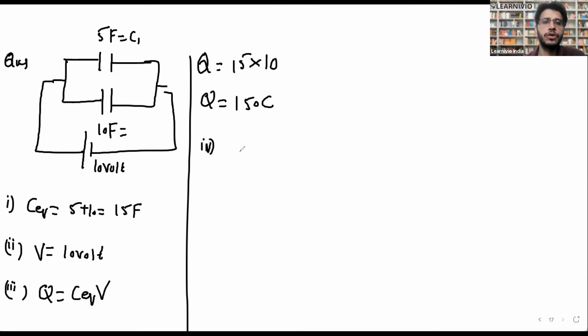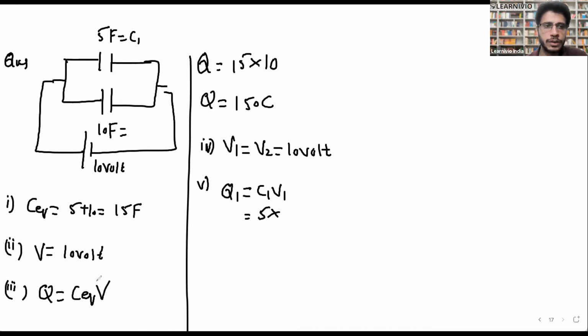Fourth part, we need voltage across each. So V1 is equal to V2, which is equal to 10 volt. We need charge stored in each capacitor. So Q1 is C1 V1. C1 is 5, V1 is 10. So that's 50 coulomb. Similarly, Q2 is C2 V2. C2 is 10, V2 is 10. So that's 100.